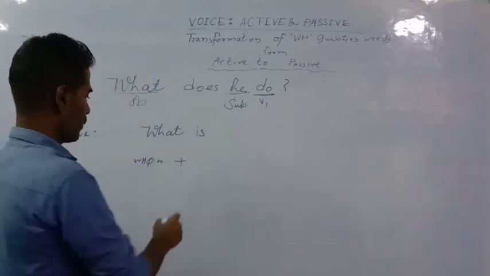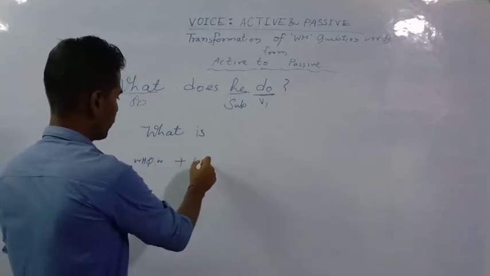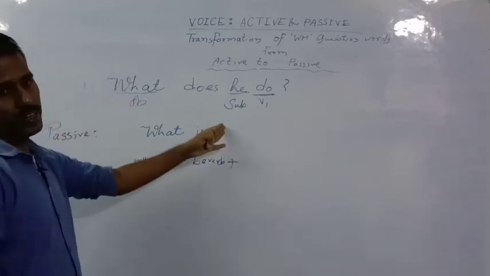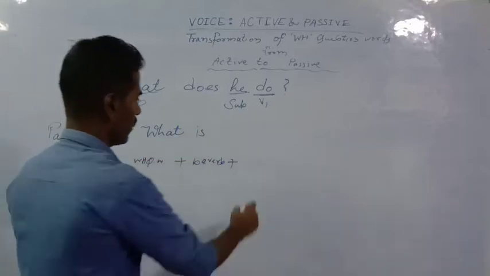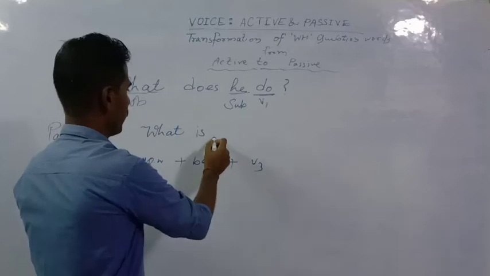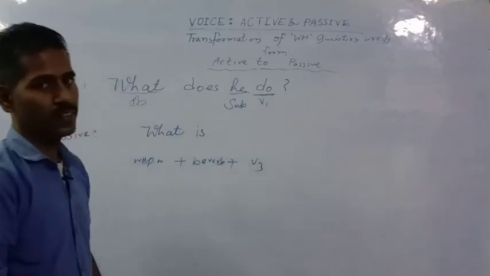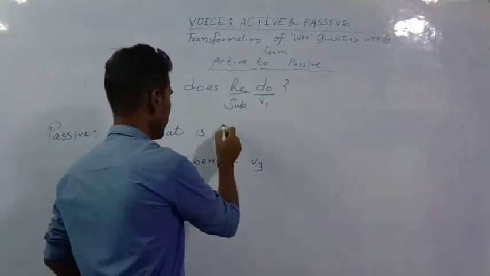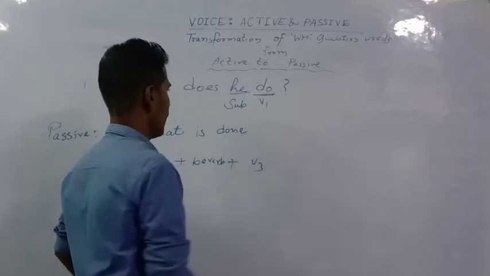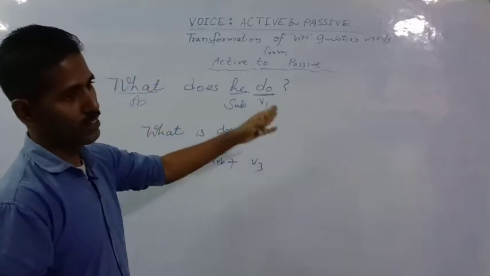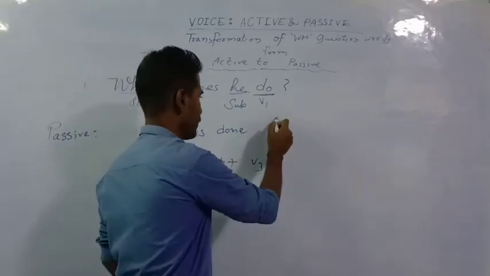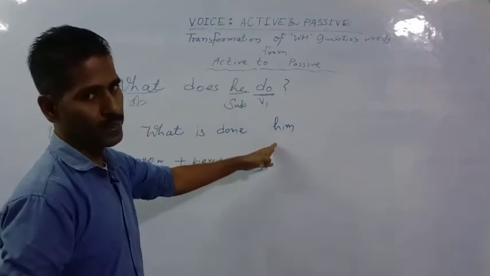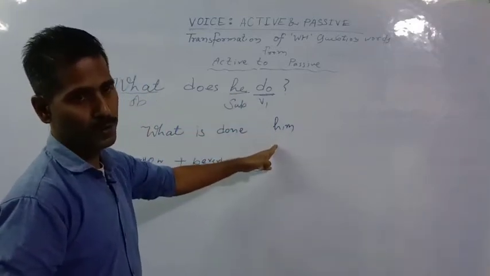Then what do we have? First the WH question word, then we have to write the be verb, then the third form, V3. Our verb here was "do", so V1 is do and V3 is done: do, did, done. So we write "What is done". And "he" is the subject, and this subject will turn into an object, so "he" will turn into "him". If there is "he" in active to passive, it becomes "him". We have already learned this while learning the rules of pronouns.